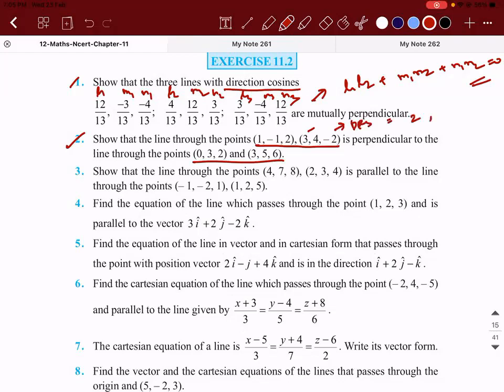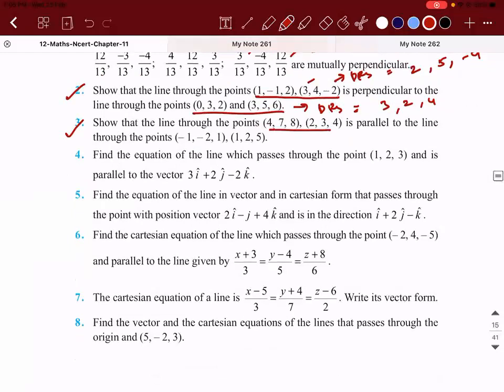2, 5, minus 4. Then what are the direction ratios of this line? 3, 2, 4. Yes. So if you know the direction ratios of 2 lines, then how will you prove that they are perpendicular? I showed you the formula. L1 L2 plus M1 M2 plus A1 A2 plus B1 B2 plus C1 C2 should be equal to 0. Same is the logic for the third one.